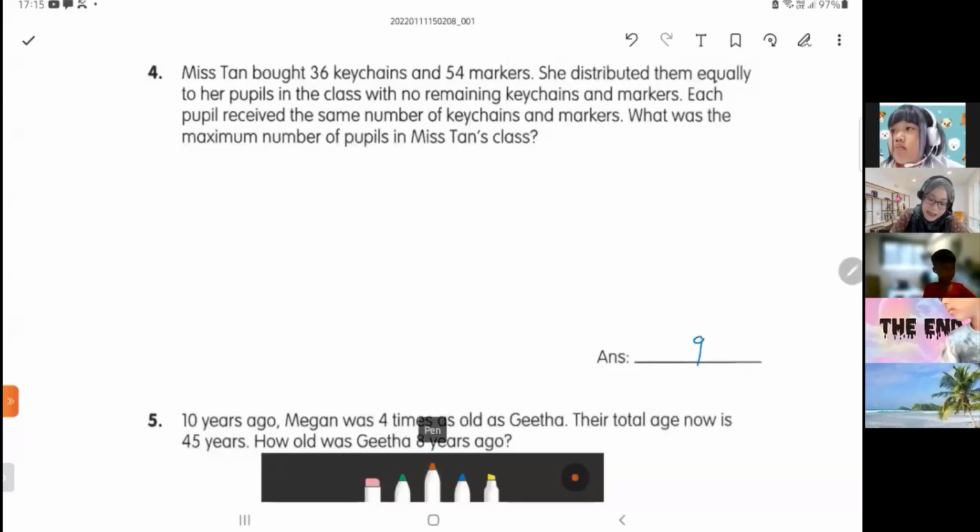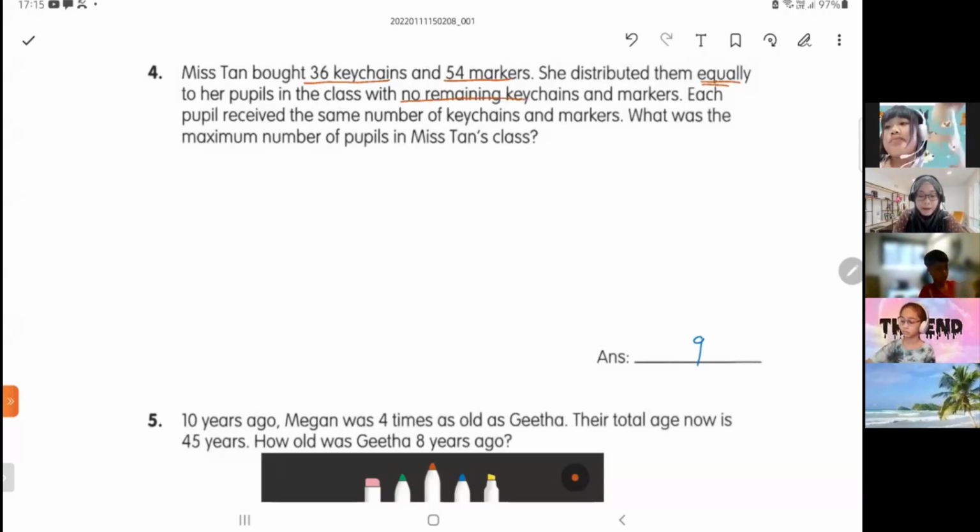Miss Tan bought 36 keychains and 54 markers. She distributed them equally to her pupils in the class with no remainder. Very important, which means I can take 36 divided by the class pupils, then no remainder. 54 divided by the class pupils, no remainder. Okay? Each pupil received the same number, common. This is the keyword here. It means common. What was the maximum number of pupils in Miss Tan's class?